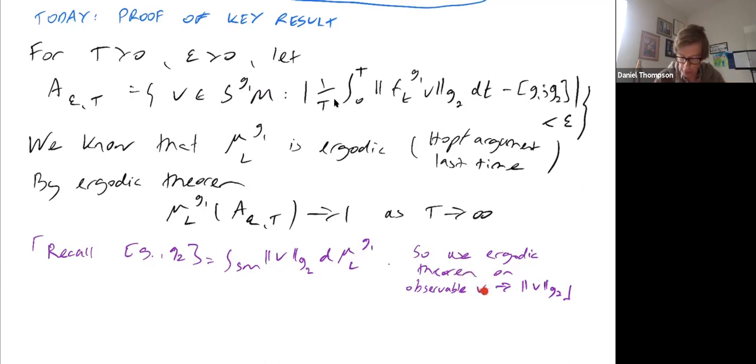And just using the ergodic theorem on this observable, taking the norm of a vector in G2, for almost every point, almost every V, the time averages are converging to this guy, in other words, converging to bracket G1, G2. So if we allow ourselves an epsilon, we can get an almost full measure set on which these time averages of this quantity are close to this thing.